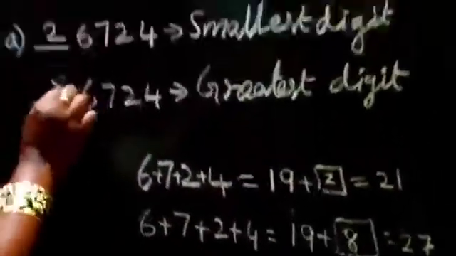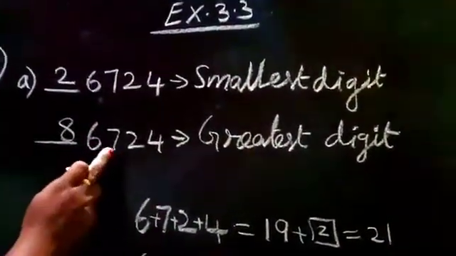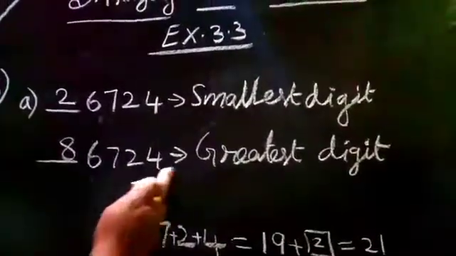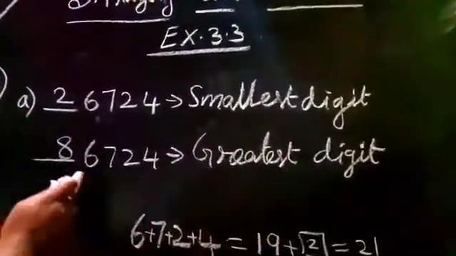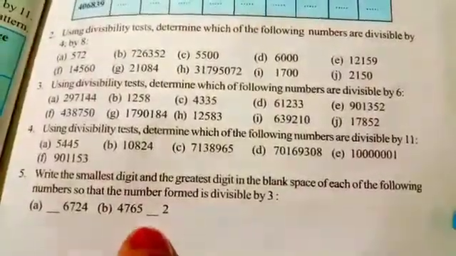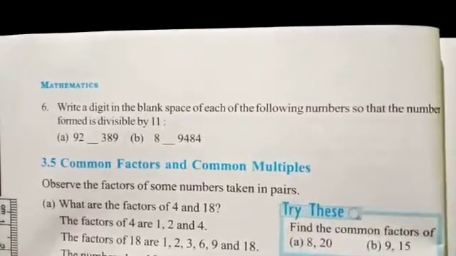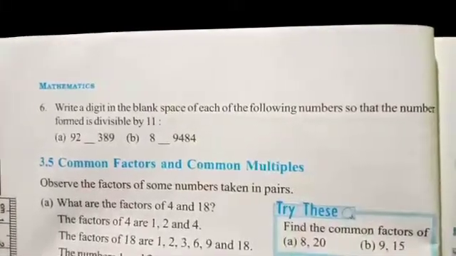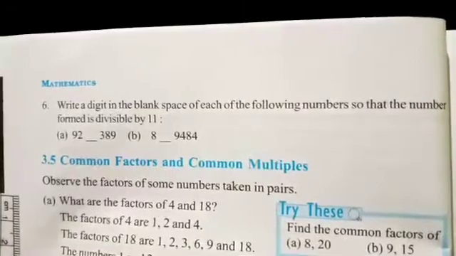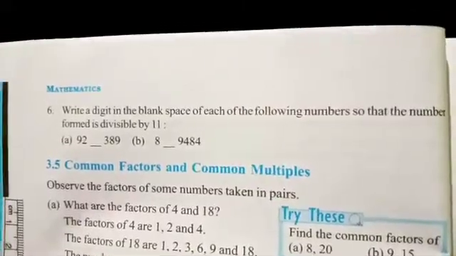So we can write 86,724 as the greatest number, which can divide by the third table. Fifth sum B question, try at home. Sixth question is, write a digit in the blank space of each of the following numbers so that the number formed is divisible by 11.